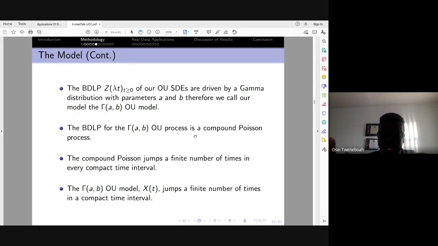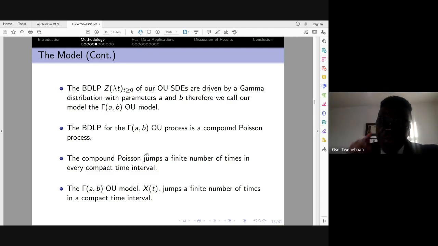When you are given a time frame, within that time frame, for each interarrival time, when an event occurs, you have several jumps. These jumps, in our case, are the fluctuations in our data sets. So the fluctuations are captured by the compound Poisson process. And because the gamma process is a compound Poisson process, we can infer that our gamma OU model also jumps a finite number of times in that compact interval. Okay, good.